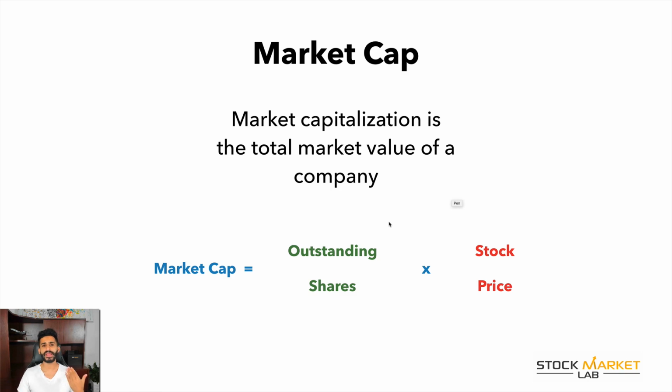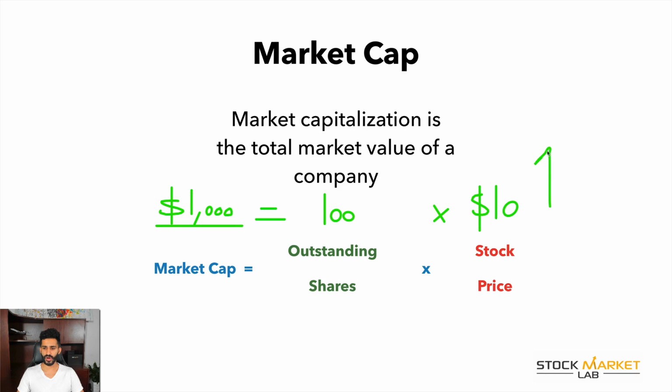So how do we get to the market cap? The way we get to the market cap is we multiply the stock's current price. Let's say the stock is trading at $10. We multiply that by the outstanding shares. How many shares are available for this company? Let's say the company has 100 shares. We multiply that and then we get the market cap, which in this situation equates to $1,000.